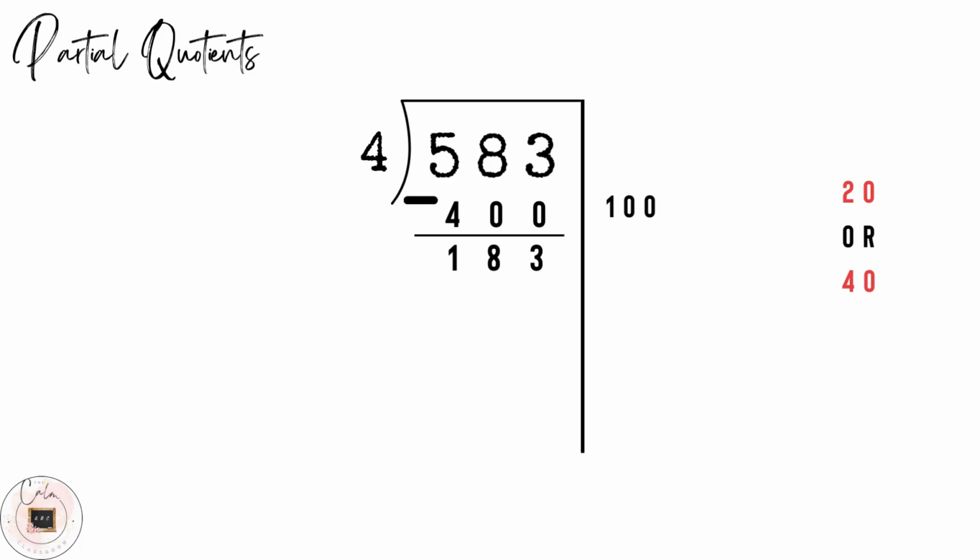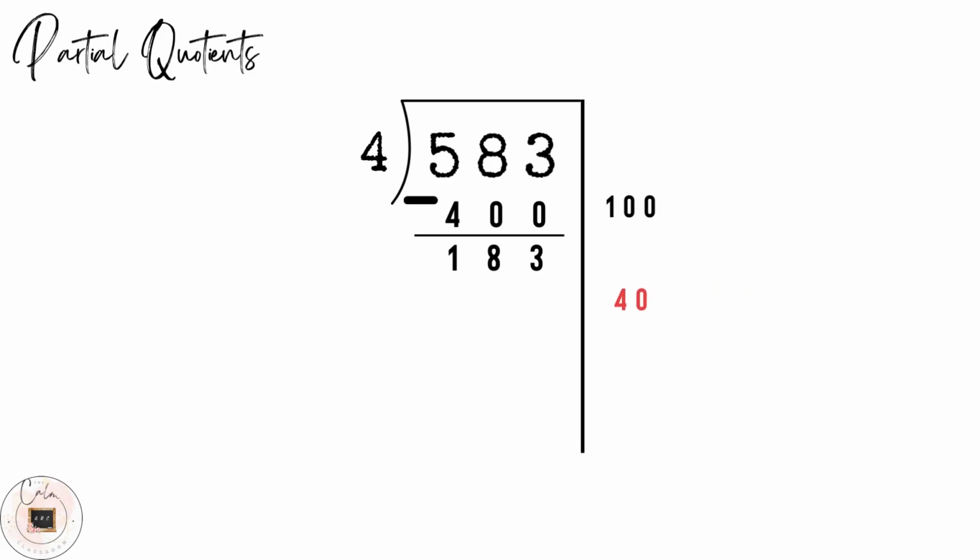We need to find a friendly number that 4 can easily multiply by to get close to 183 without going over. So let's try 20 or 40. 4 times 20 is 80. Okay, so that's under 183. That would work. Can we get closer? 4 times 40 is, let me think. Well, I know 4 times 4 is 16. So 4 times 40 must be 160.